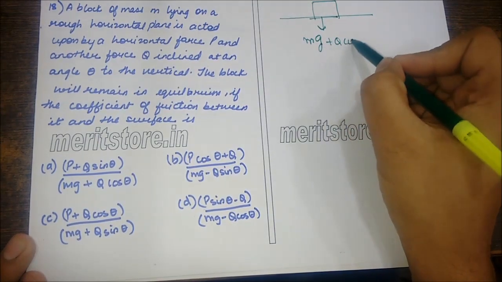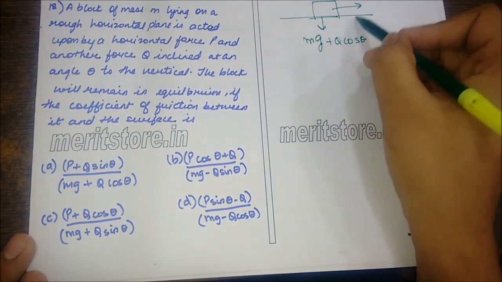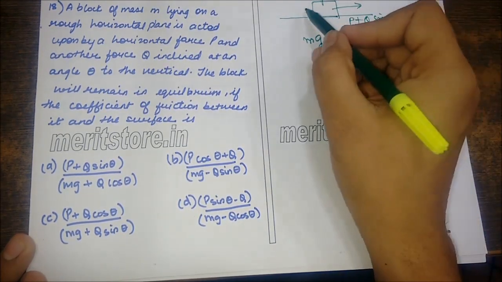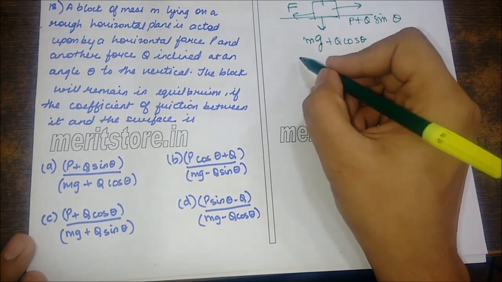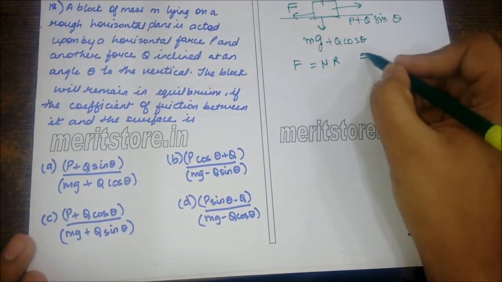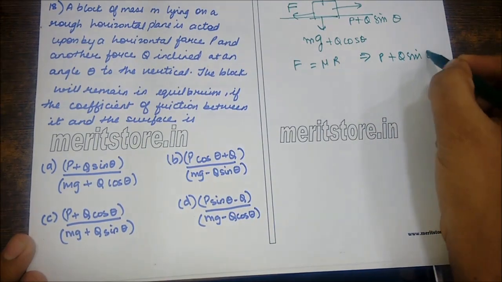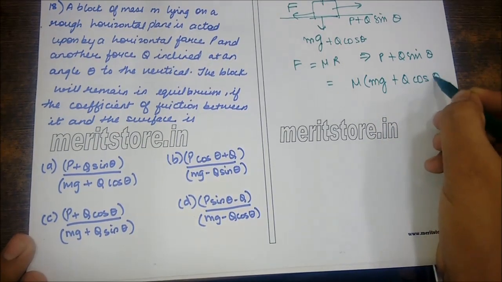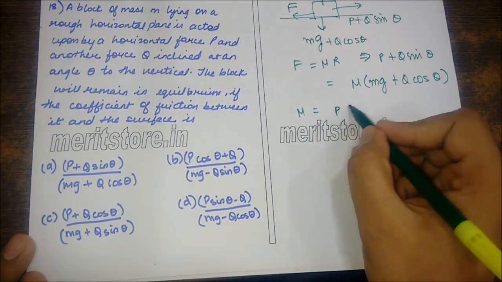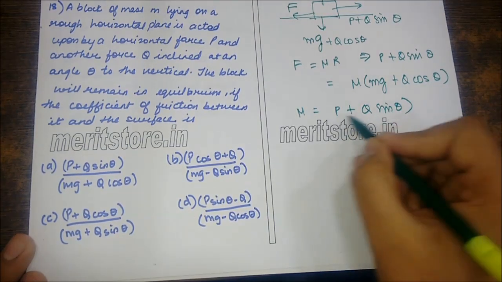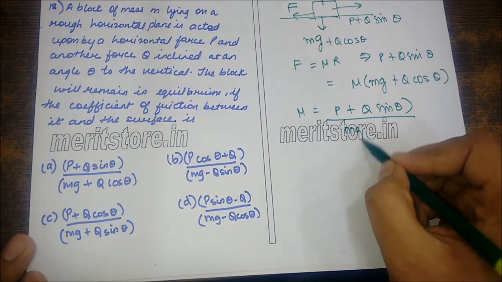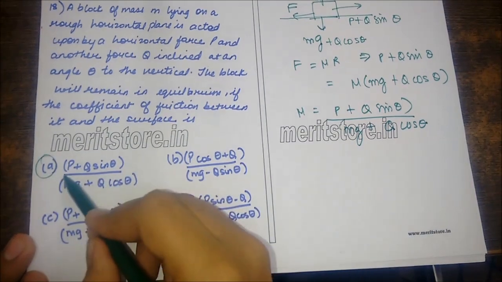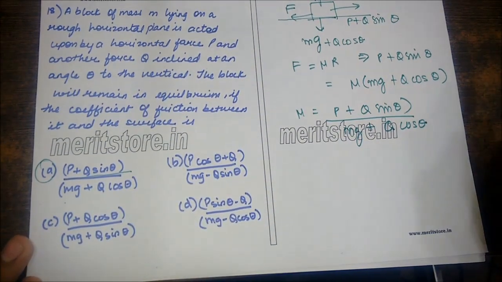mg plus q cos theta, we can write it down. This is p plus q sin theta. R. F. So now F is equal to mu R, which is equal to p plus q sin theta. Mu into mg plus q cos theta. Mu is equal to p plus q sin theta upon mg plus q cos theta. So option A, p plus q sin theta upon mg plus q cos theta is the correct answer.